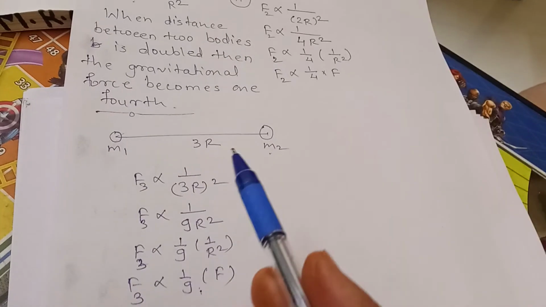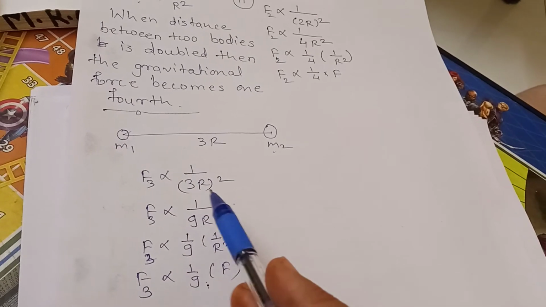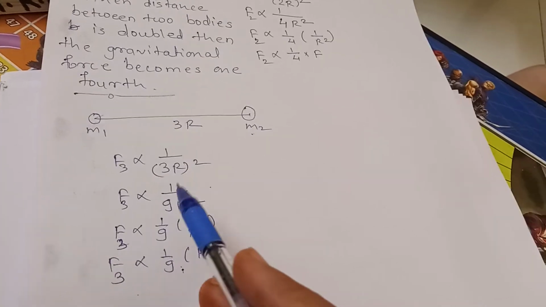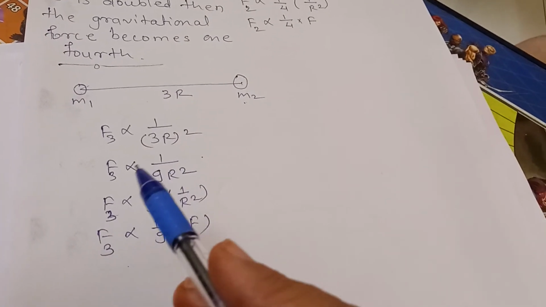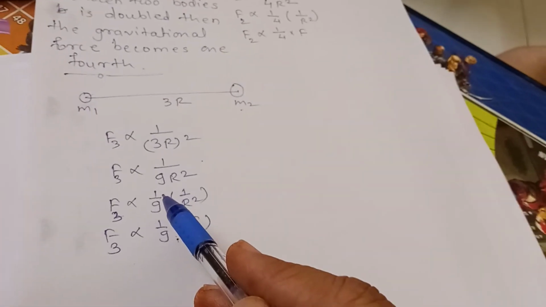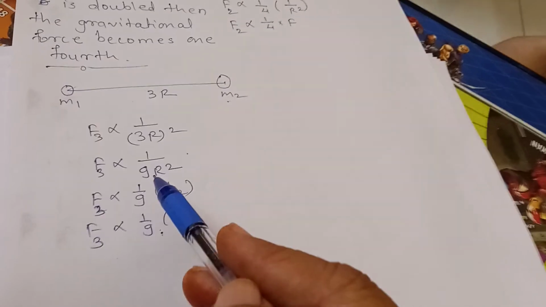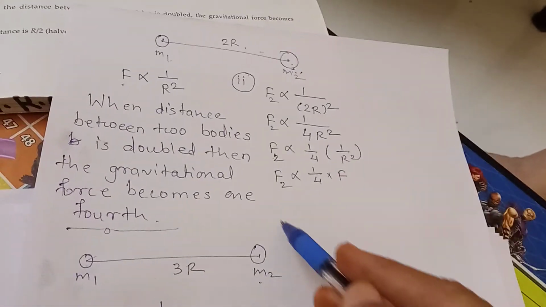Okay. If we increase the distance between the two objects, then the force of attraction becomes less. And if we decrease the distance between the two bodies, then the force of attraction becomes greater. Okay, that is the inversely proportional criteria.